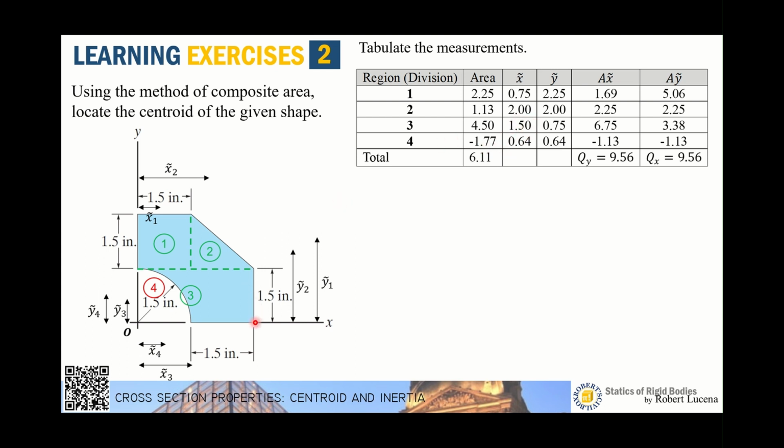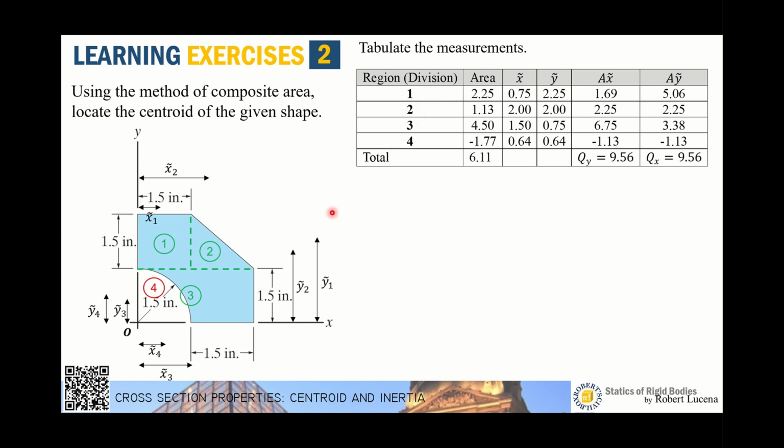Now for the height, you have a height of 1.5. Definitely, the centroid falls on the mid-height of the rectangle, that is 0.75, measured from the x-axis. And you can get ax curl and ay curl by simply multiplying area times x curl and area times y curl. So you have now regions 1 to 3.